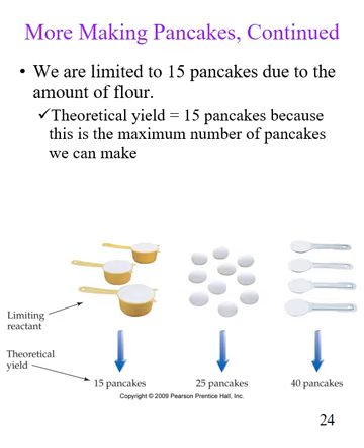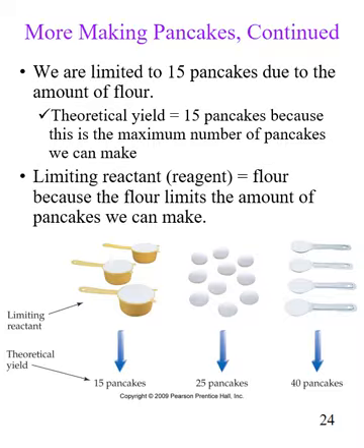In chemistry terms, we call the 15 pancakes the theoretical yield, because this is the maximum number of pancakes that we can make. The limiting reactant, or also limiting reagent, these are the same thing. You'll see them interchanged. The limiting reactant is the flour, because the flour limits the amount of pancakes we can make.